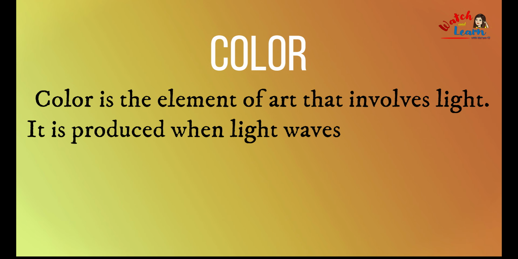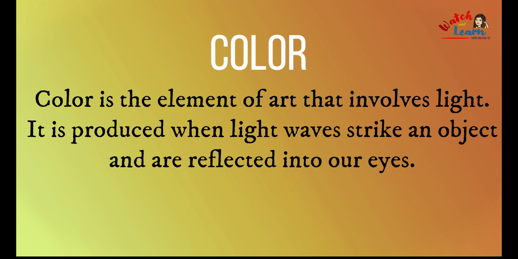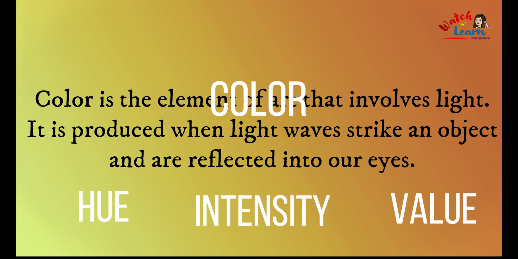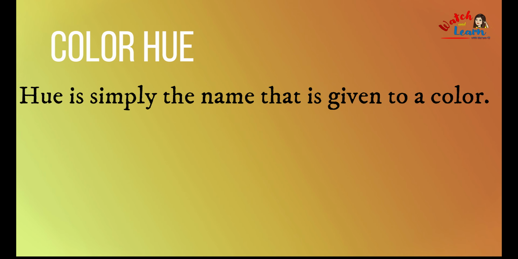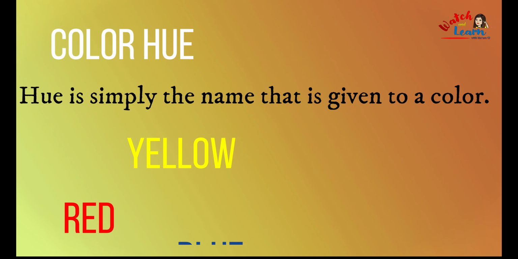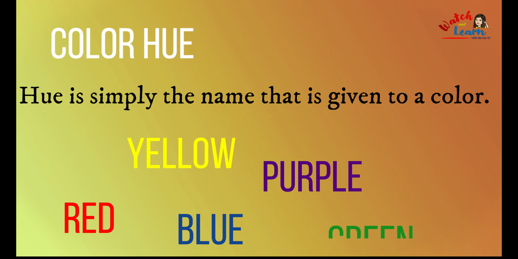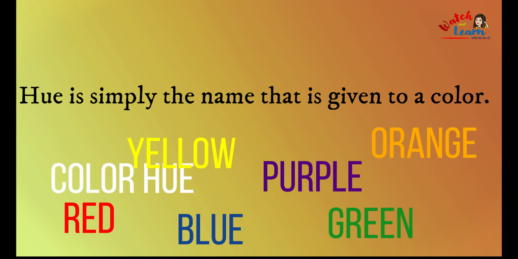Color is the element of art that involves light. It is produced when light waves strike an object and are reflected into our eyes. It consists of 3 properties: hue, intensity, and value. Hue is simply the name that is given to a color, such as red, yellow, blue, purple, green, orange, etc.